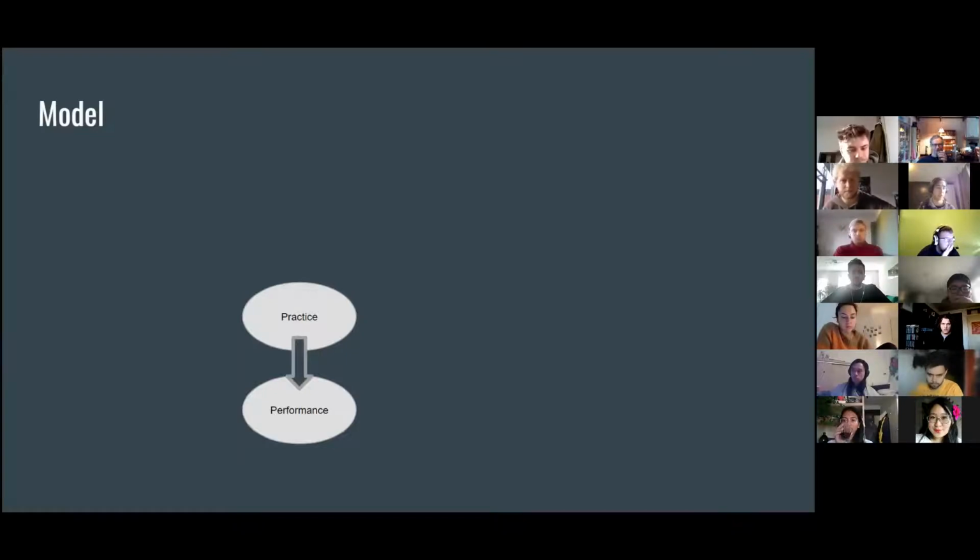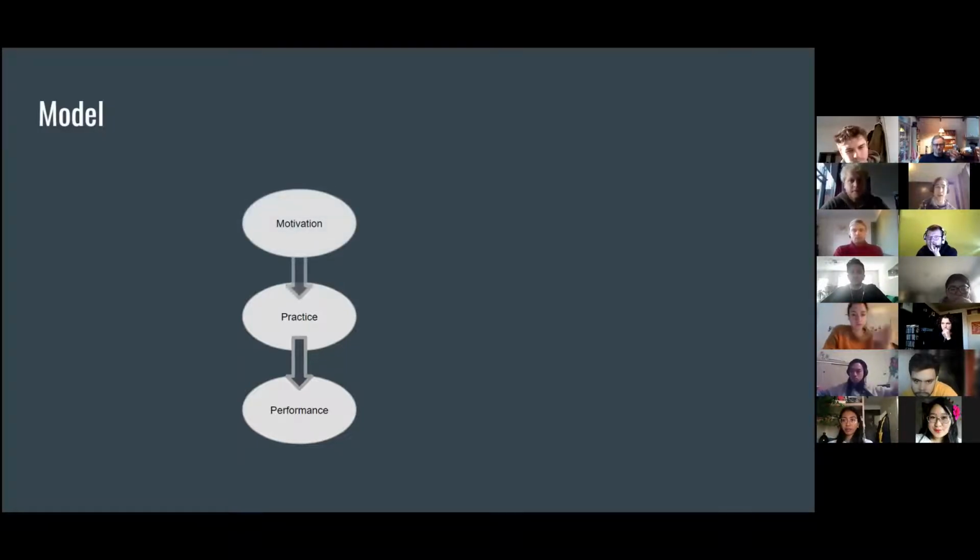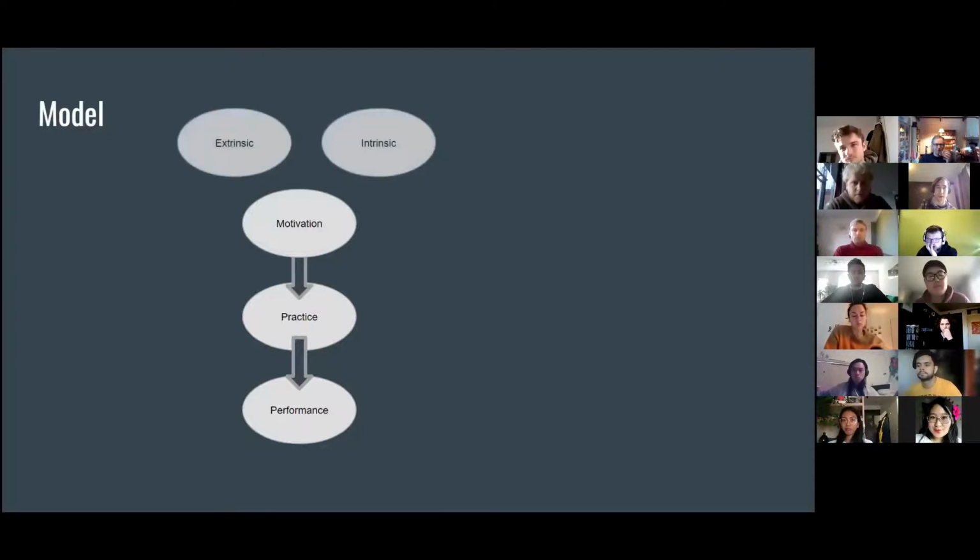How much you practice it in our model is directly influenced by the motivation, so how much you want to do it. And as said previously, this motivation consists of two parts, which is the extrinsic and the intrinsic motivation. Both of them influence the motivation, but there's also an undermining effect from the extrinsic motivation to the intrinsic motivation.